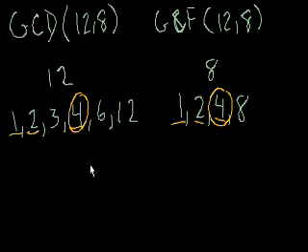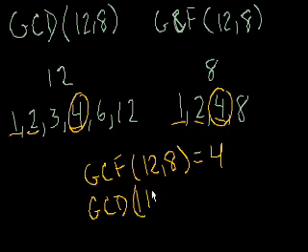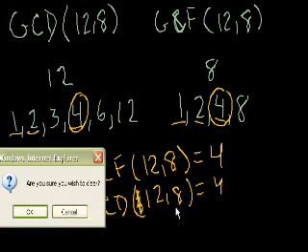Let me write that down for emphasis. Greatest common factor of 12 and 8 equals 4. And of course, we could just as easily have said the greatest common divisor of 12 and 8 equals 4. Greatest common divisor of 12 and 8 is 4. Let's do another problem.